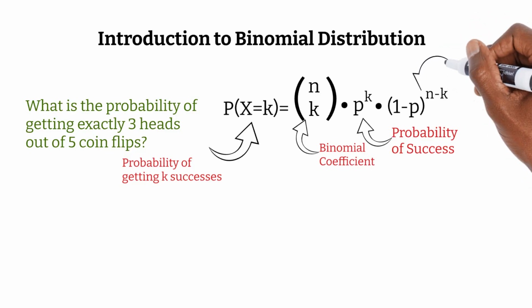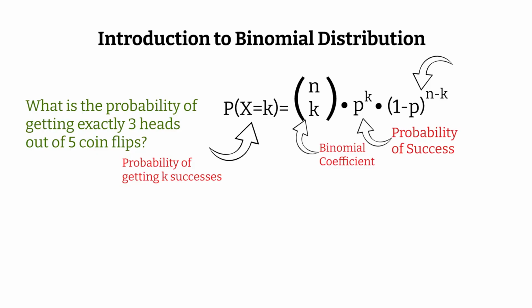1 minus p to the power of n minus k. This part shows us the probability of getting n minus k failures. It's like saying, what's the chance of getting tails in the remaining flips? If the chance of getting heads is 0.5, then the chance of getting tails is also 0.5. So 1 minus p represents the chance of failure, and we raise it to the power of how many tails you need, which is n minus k. So to sum it up, you first figure out how many ways there are to get k successes, then you multiply that by the chance of getting k successes and the chance of getting n minus k failures.